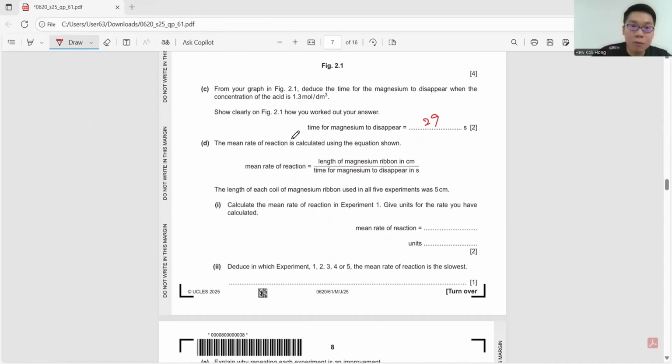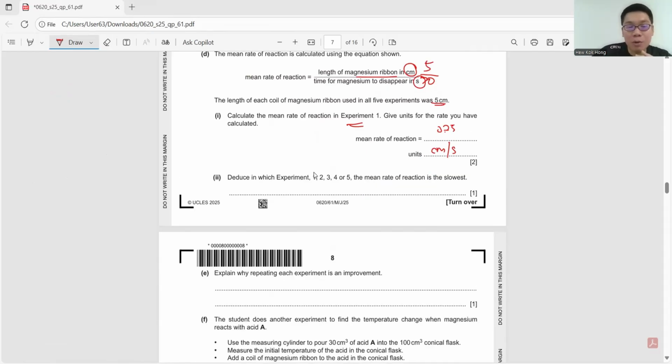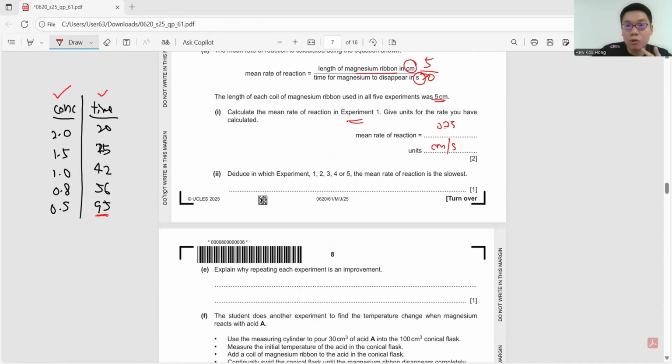Next, the mean rate of reaction is calculated using the equation shown. The length of magnesium ribbon used is given here as 5 cm, and the time for magnesium to disappear in experiment 1 is 20. So we just divide, and we get 0.25. The unit is cm divided by second, so cm per second. Deduce in which experiment, 1, 2, 3, 4, 5, the mean rate of reaction is the slowest. The slowest rate needs the maximum time, so we can confirm it is experiment 5.